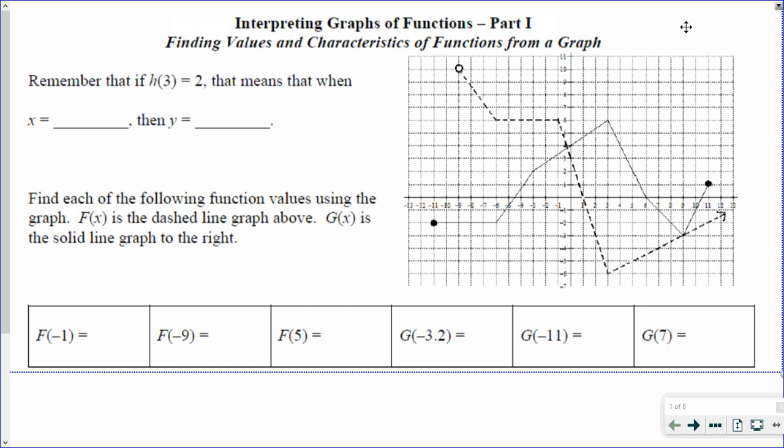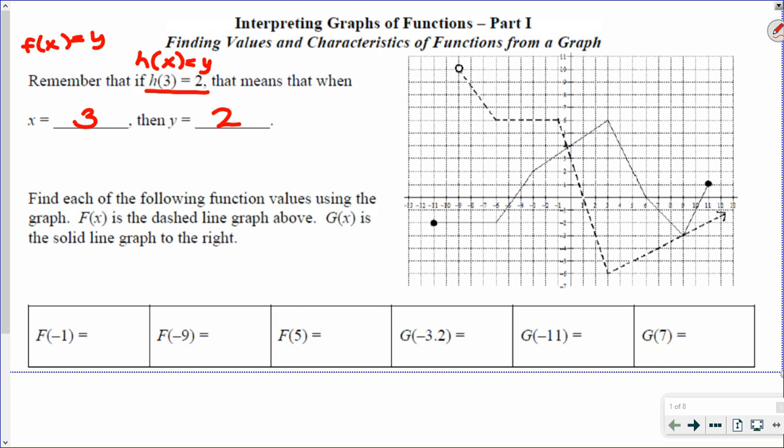Well, remember that if you're given h of 3 equals 2, that means that when x equals 3, y equals 2. Because remember that function notation. This would be f of x equals y. Instead of f, we're just using h to name the function.